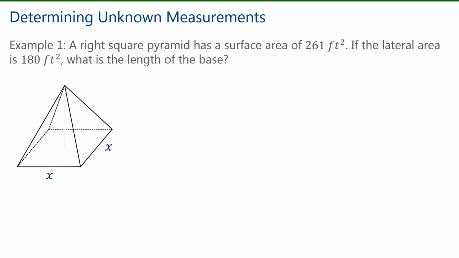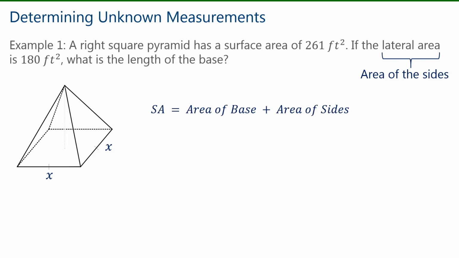Now what is the lateral area? The lateral area is the area of the sides of a figure, so it doesn't include the base. So in this example with the square pyramid, the area of the four triangles is a total of 180. Now if we look at the surface area of this pyramid as being the area of the base plus the area of all the sides, we can fill in what we know.